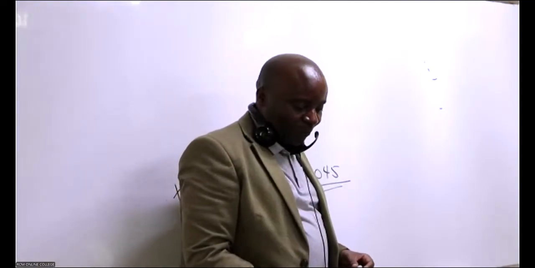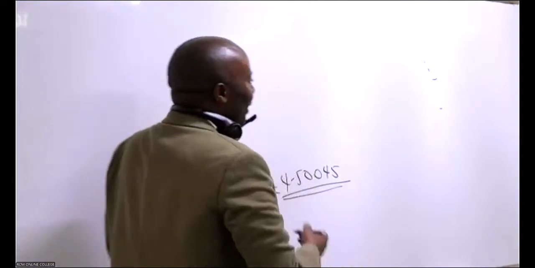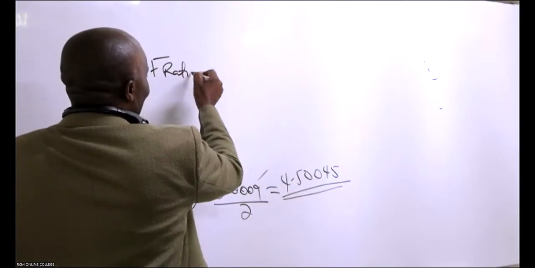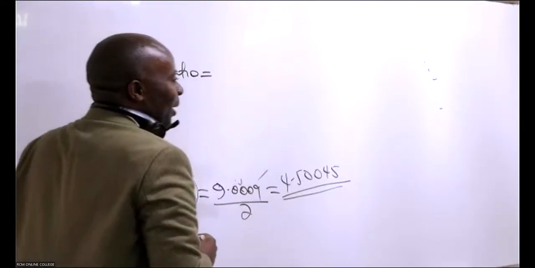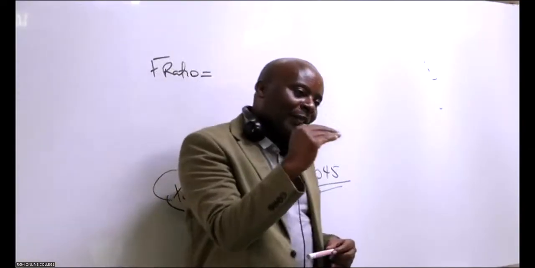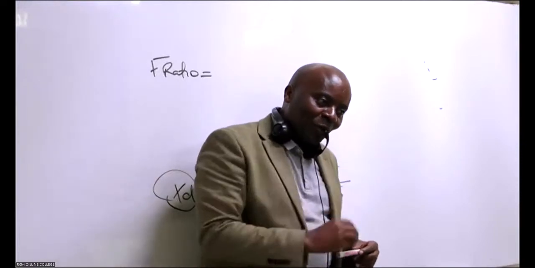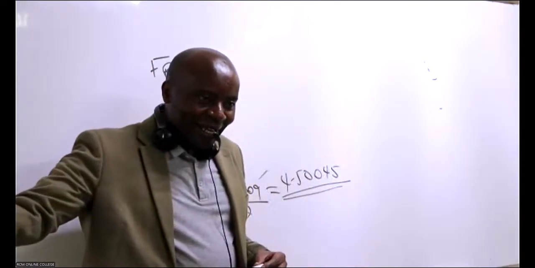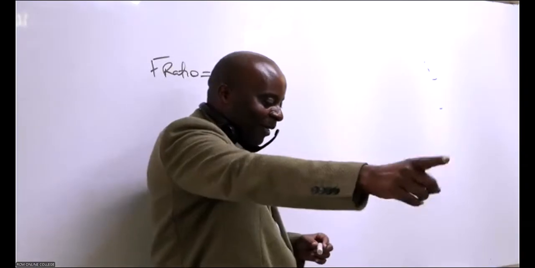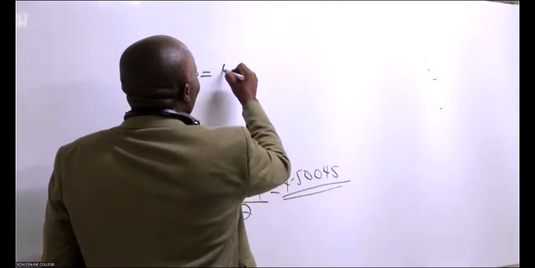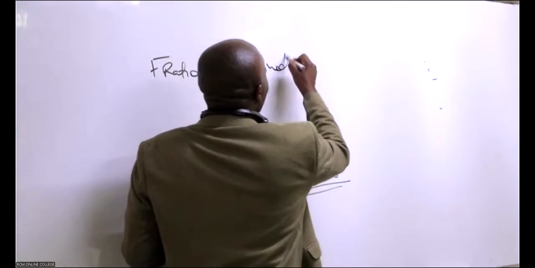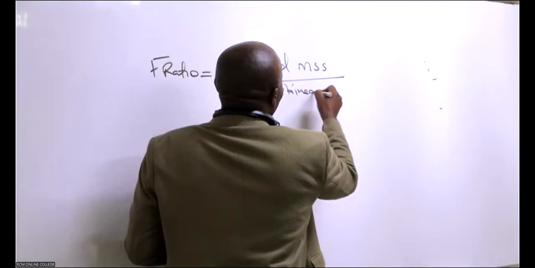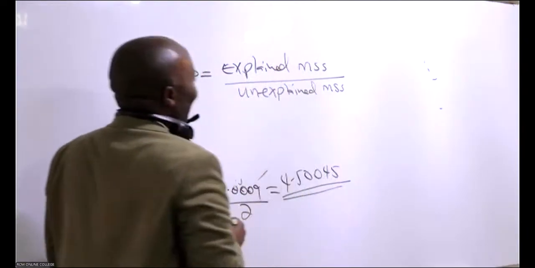Very serious question. So let's, in this case here, try getting this XD using the F ratio. Are you able to remember the formula first of all? F ratio equals explained MSS over unexplained MSS, like that.